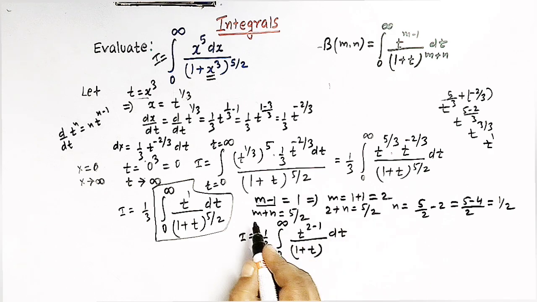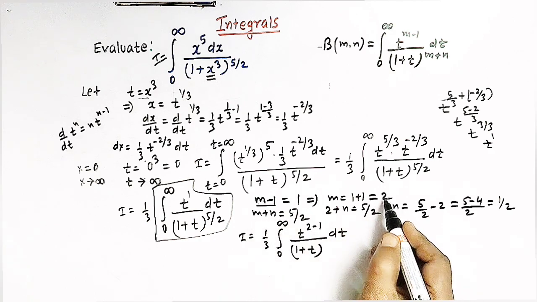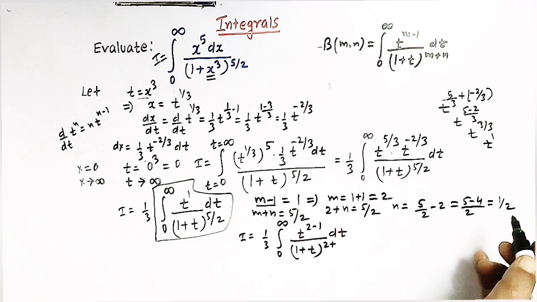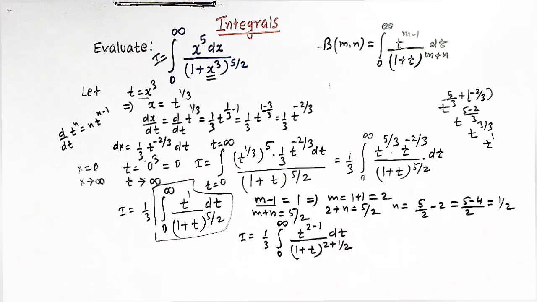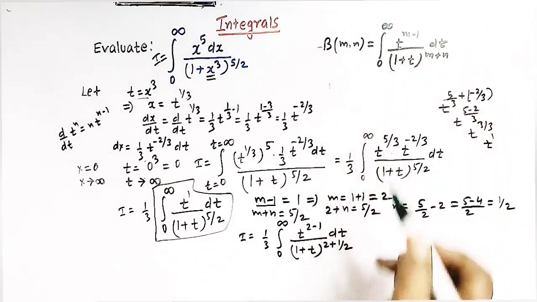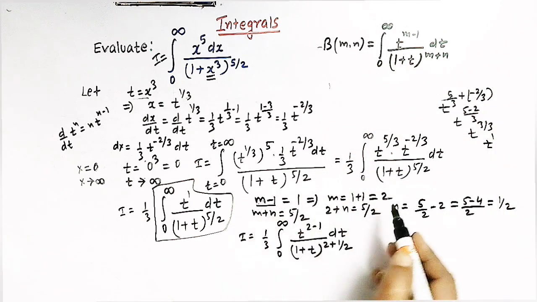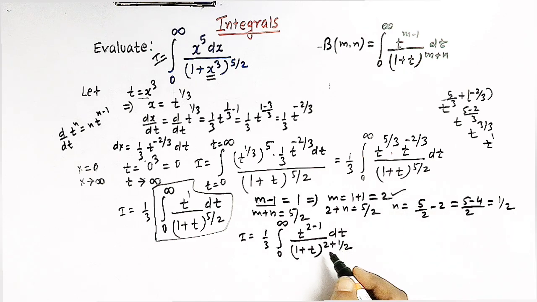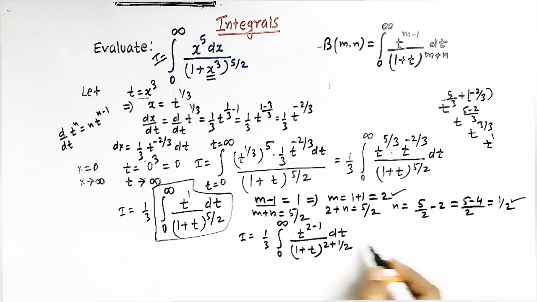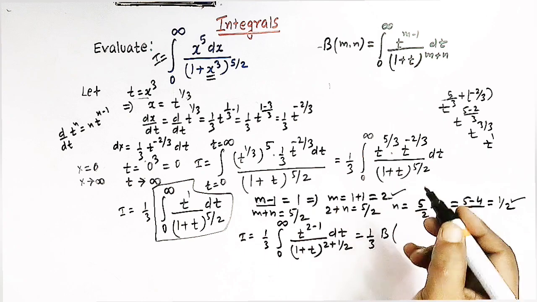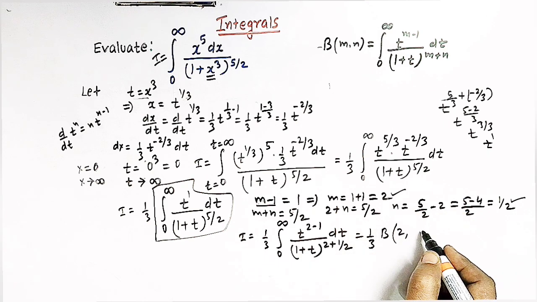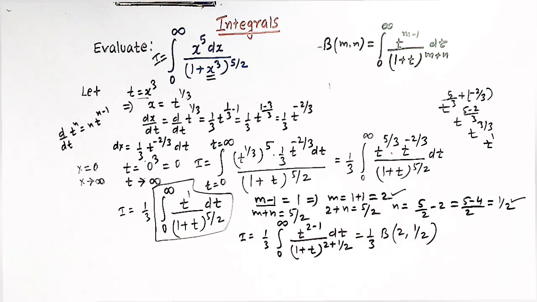So 5 over 2 is m plus n. M is 2, and n is given by half, right? So now this integral is exactly of this form. So now the value of m is 2, and the value of n is half. So this is our beta function. So we have 1 over 3 times the beta function m comma n. M is 2 and n is half.